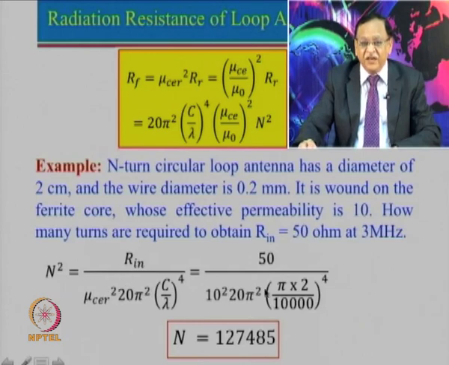Now you just imagine, if it was not a ferrite core, if it was air, then this number will change by a factor of 10. So if it was wrapped around just air, then this number would actually increase by 10 times. Okay. So that is the advantage of using a ferrite core, that you can reduce the number of turns.